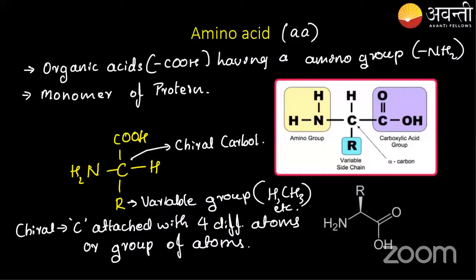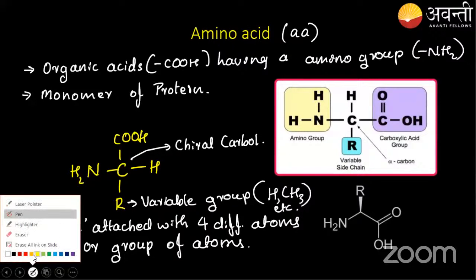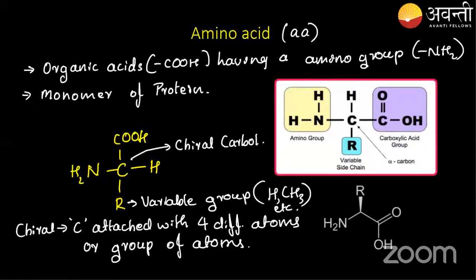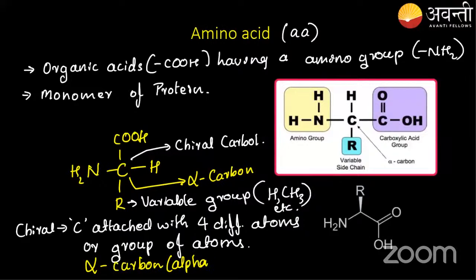So that's one thing. Second thing, if you observe this particular structure, this carbon is attached with the functional groups. If functional groups are directly attached to that single carbon atom, then we call that carbon the alpha carbon. Why do we call it the alpha carbon? Because functional groups are attached to that particular atom.